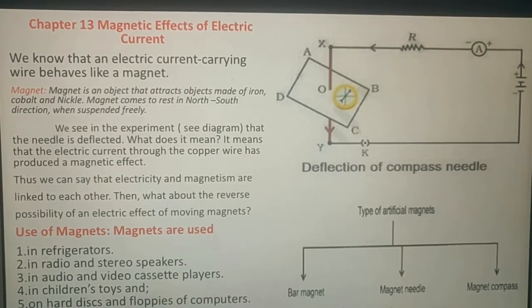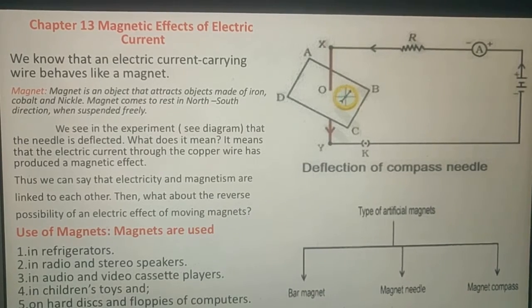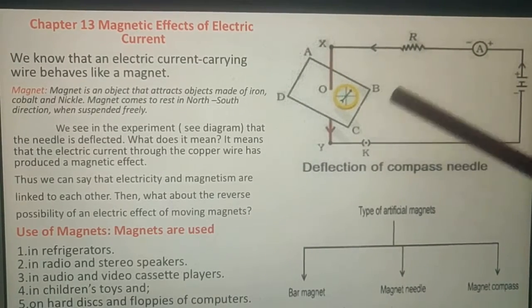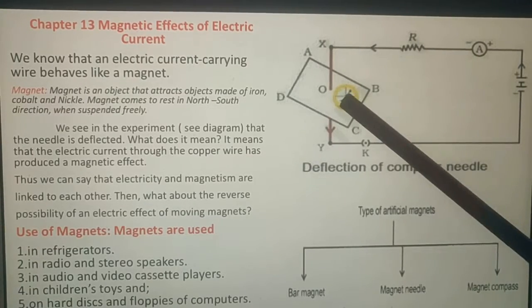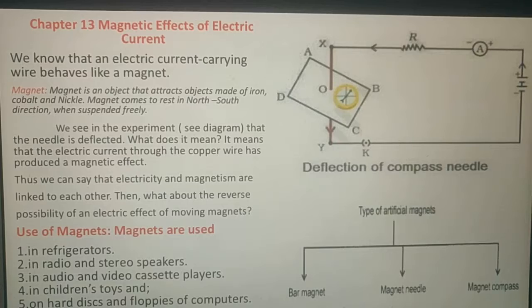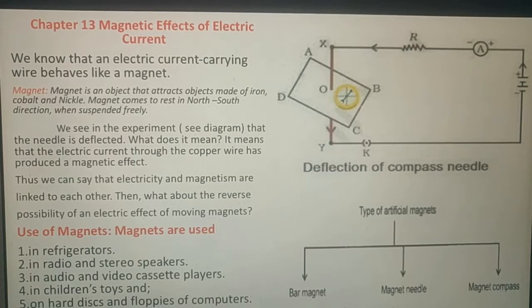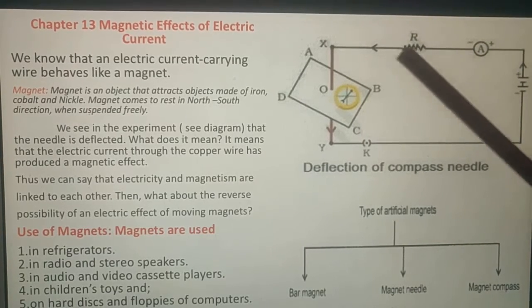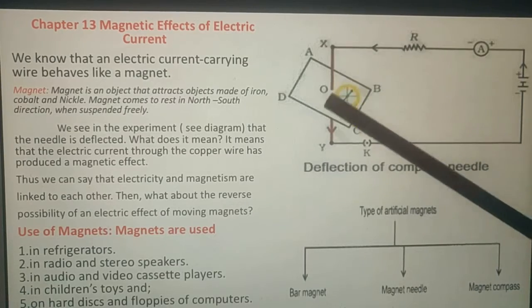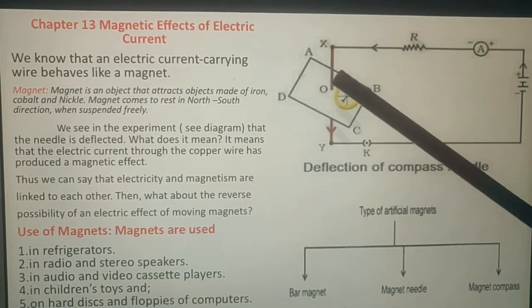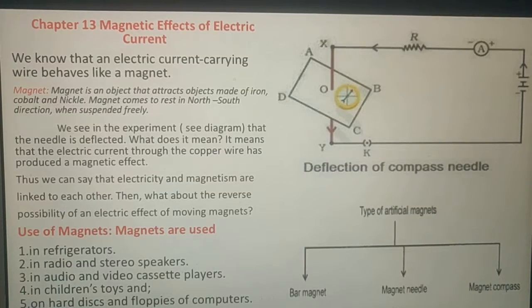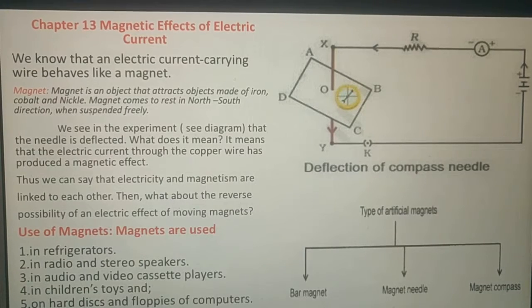We see in the experiment in the diagram attached here that the needle is deflected. This needle is deflected. What does it mean? It means that electric current through the copper wire has produced a magnetic effect, because this copper wire, due to the flow of electricity, produces a magnetic field, and this needle is also a kind of magnet. So when both come together, they start reacting. Thus we can say that electricity and magnetism are linked to each other.